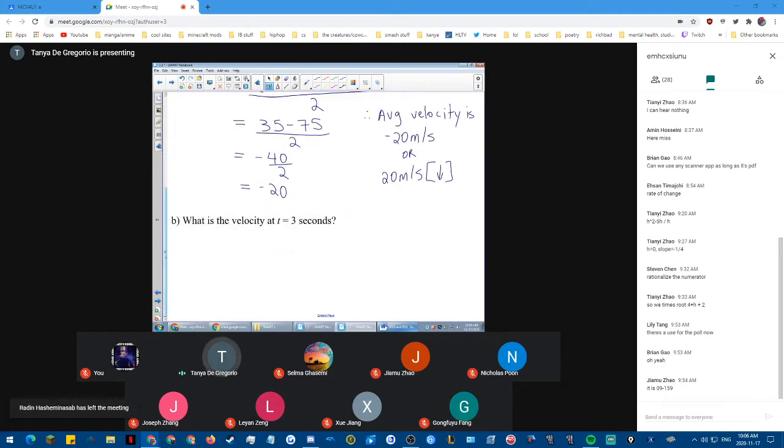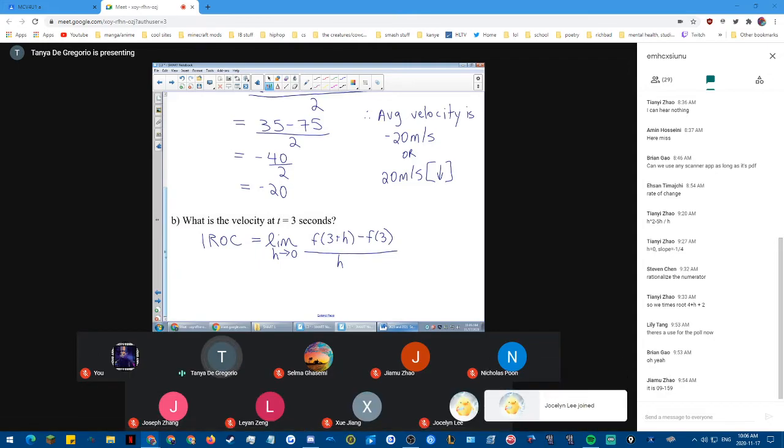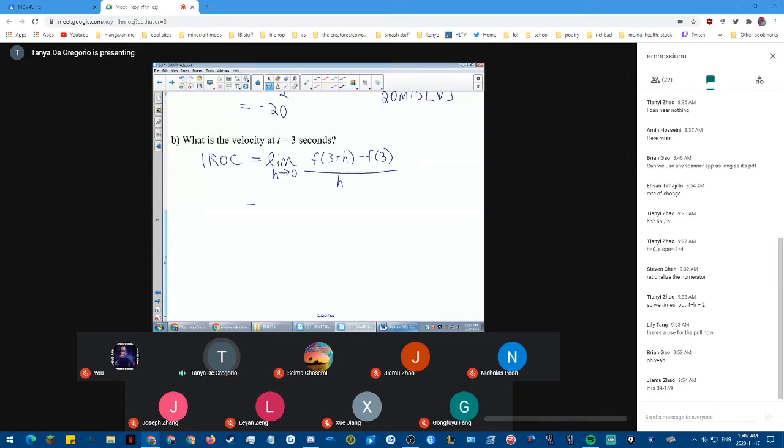Now, what is the velocity at 3 seconds? What's this one? Yeah, this is instantaneous. Now we want to know at a specific time, instantaneous rate of change. So now, I just take the limit. And now my x value, if you will, or my t value, is 3. Now we just have to sub into our function, which was 80 minus 5t squared. So 80 minus 5 times whatever t is, well, t is 3 plus h, squared.